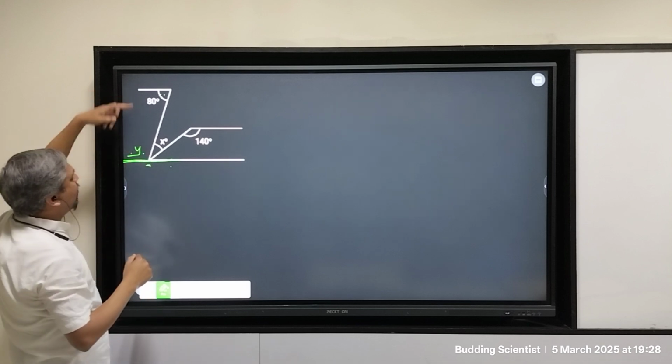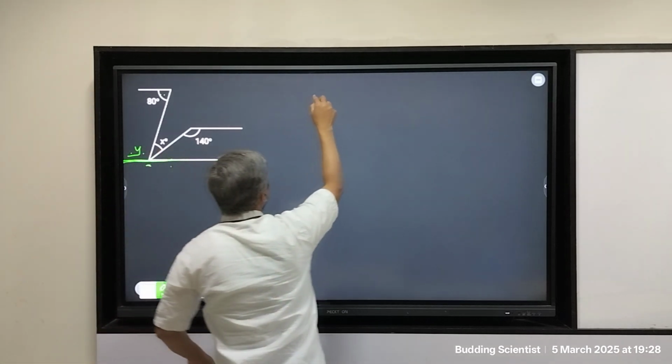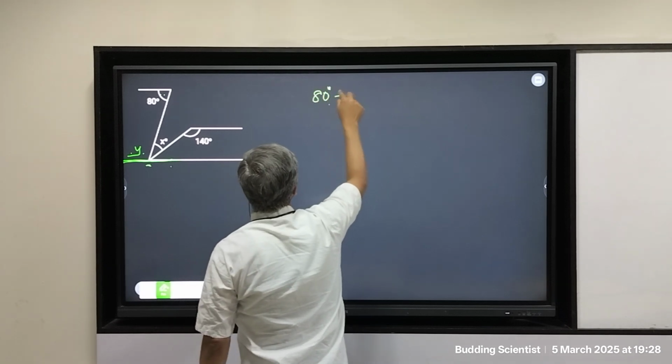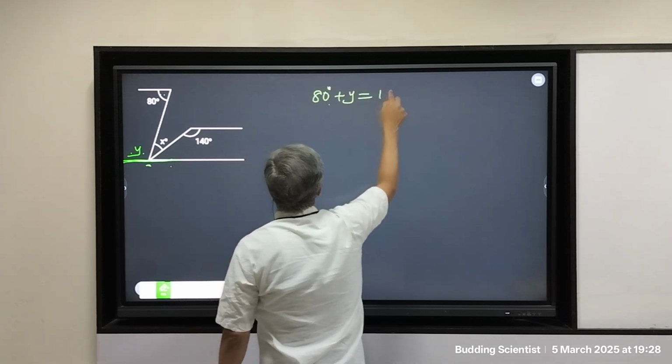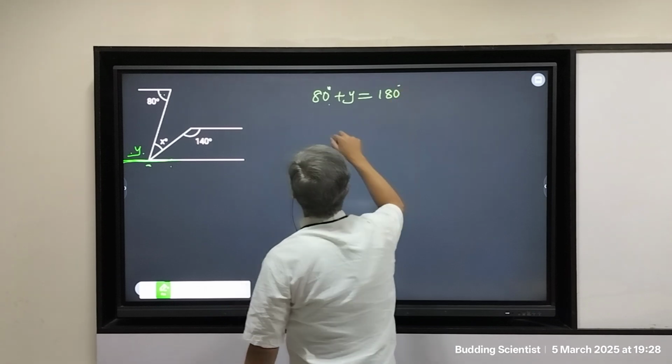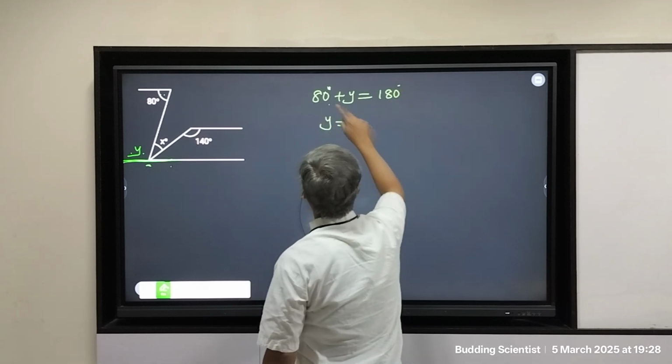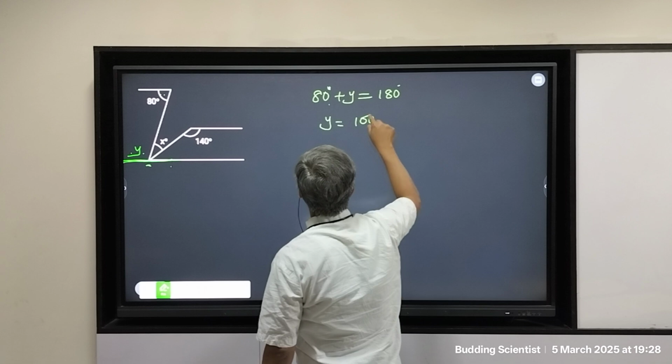So 80 and y are interior angles, co-interior angles. So 80 degree angle plus y is equal to 180 degree. So y is equal to 180 minus 80, which is 100 degree.